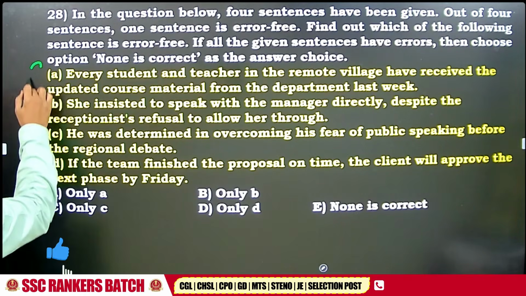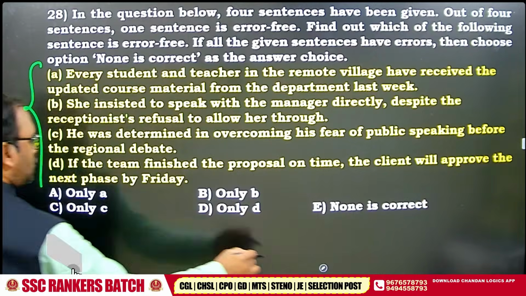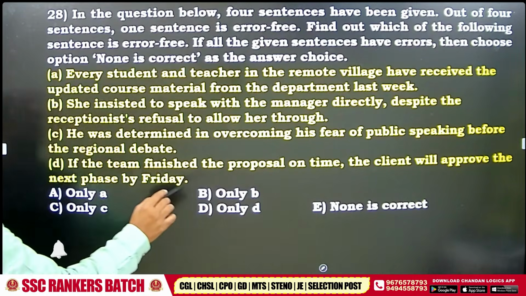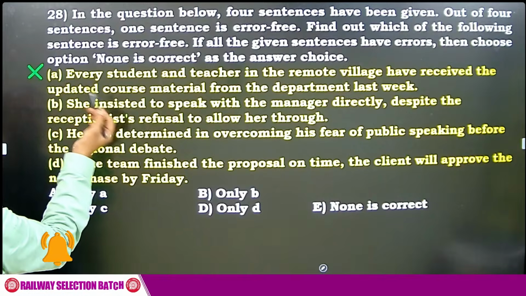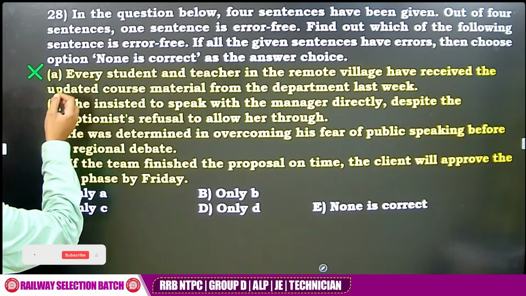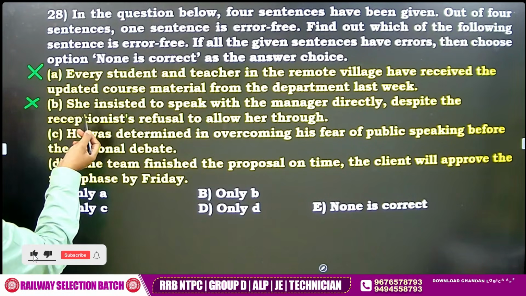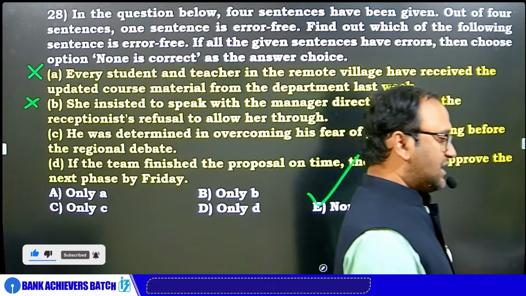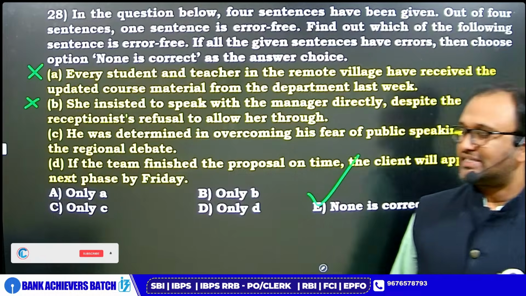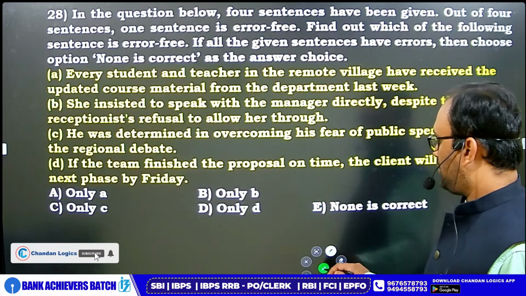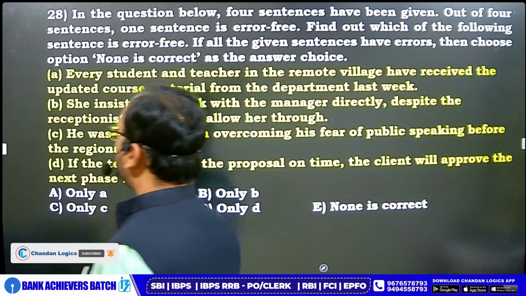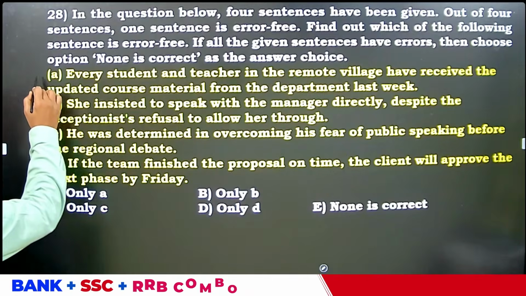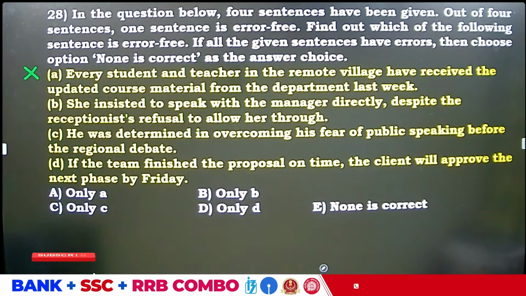A normal student starts reading all the 4 sentences. Don't do that. Imagine you found this sentence wrong and you also found this sentence wrong. Naturally the answer would be none is correct. You understand? Okay, that is what exactly has happened here. The first statement is 100% wrong.